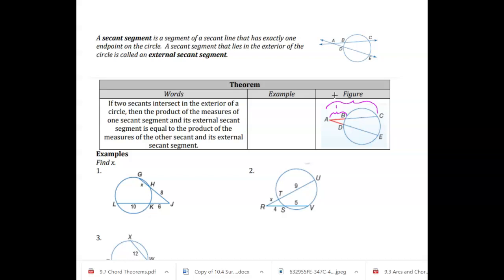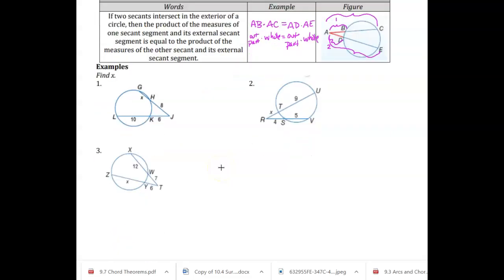And so it says that the product of those is going to be equal to the product of the other secant. So I've got AB times AC, and that's going to be equal to this part and then this whole, so AD times AE. So I think of it as the outer part times the whole equals the other outer part times the whole. Okay? And so that's if we have two secants that are connected. All right, let's look at example number 1.